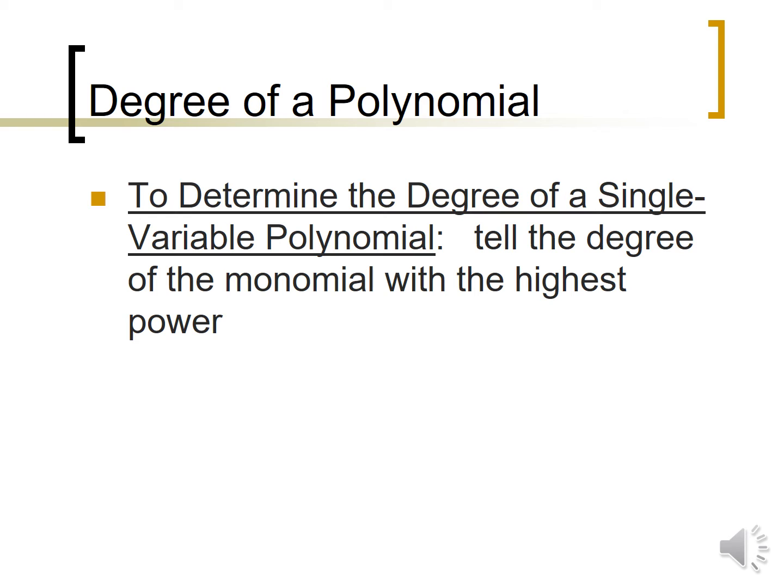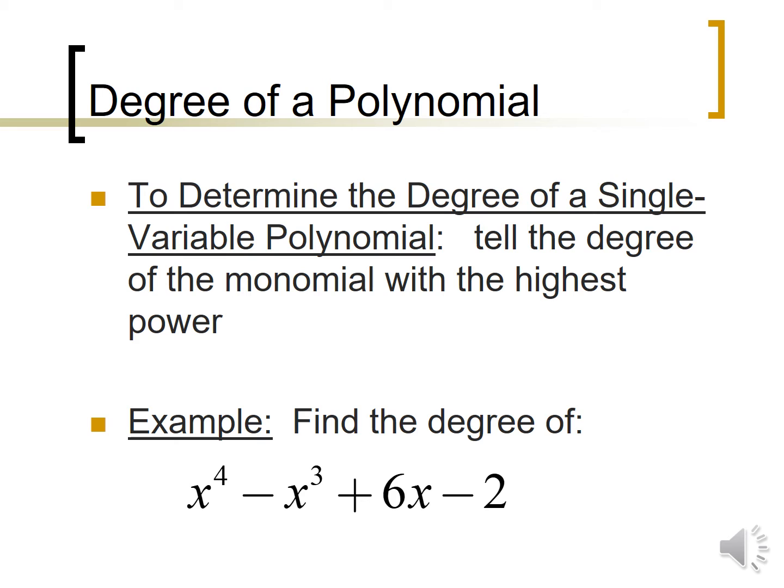Let me show you some examples. Let's take a look at the polynomial x to the fourth minus x cubed plus 6x minus 2. I want to find the monomial with the highest degree. Well, the degree of x to the fourth is 4. The degree of minus x cubed is 3. The degree of plus 6x is 1. The degree of minus 2 is 0. So the degree of my entire polynomial is going to be the highest degree that I just saw. It's going to be 4. The degree of this polynomial is 4.